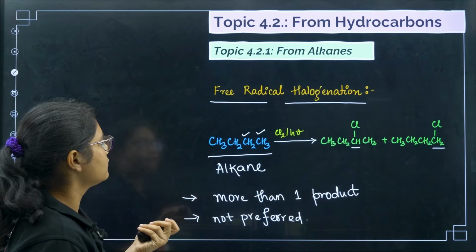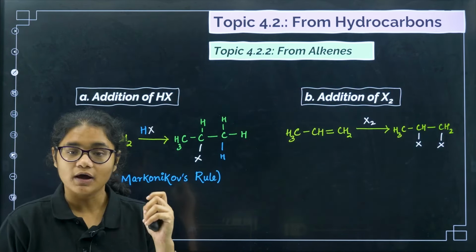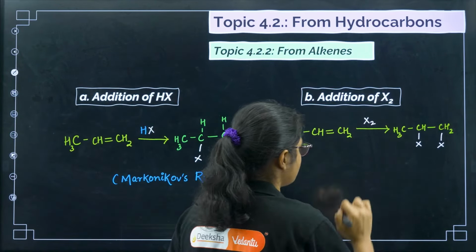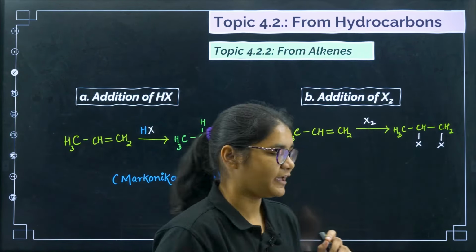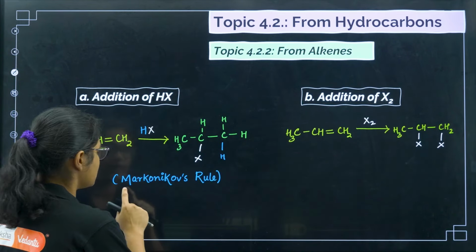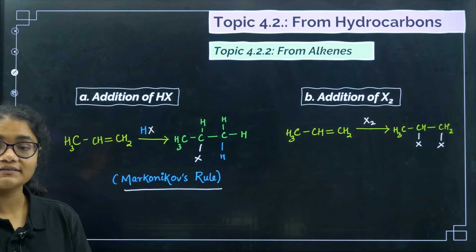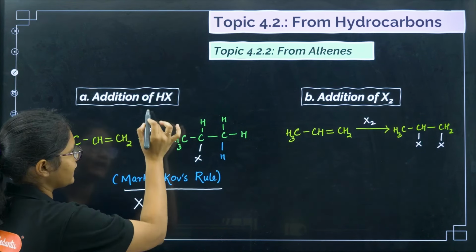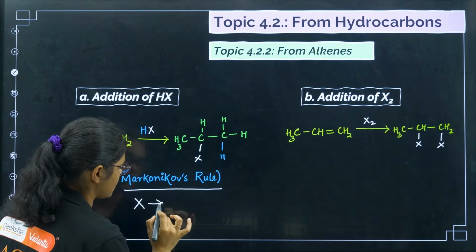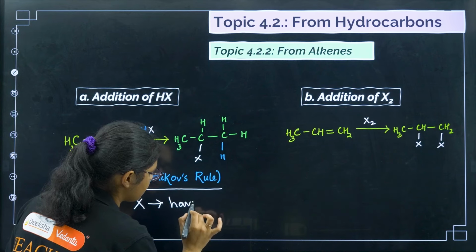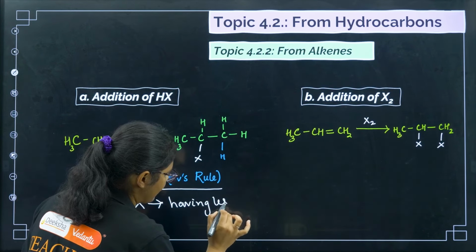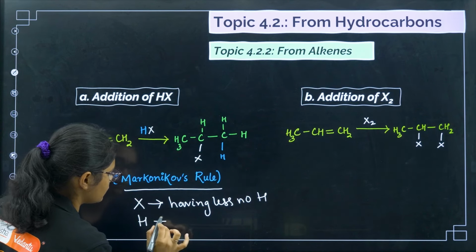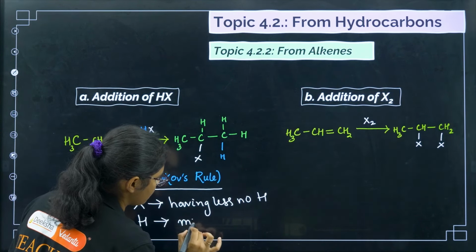Now we will go to alkenes. Under alkenes, as you remembered, there are 2 methods: addition of HX and addition of X2. Now addition of HX, if you remember, follows Markovnikov's rule. Now what is Markovnikov's rule? According to this, the X part of HX goes to the carbon having fewer hydrogens, and H will go to the carbon having more hydrogens.